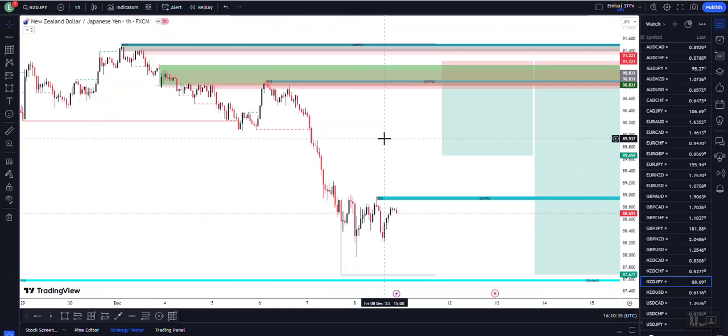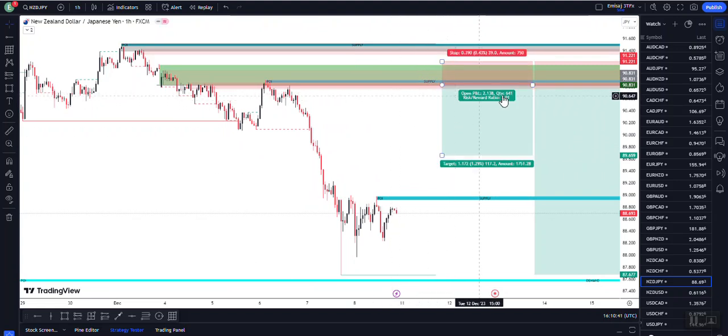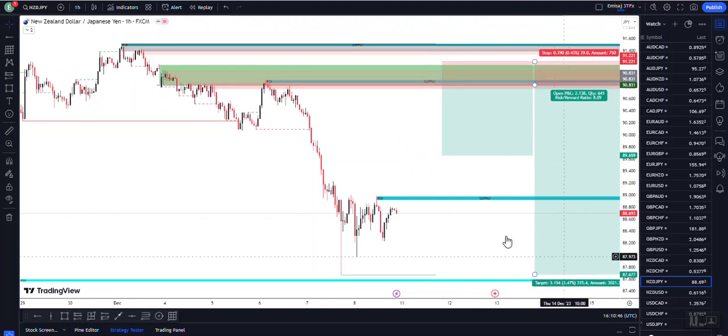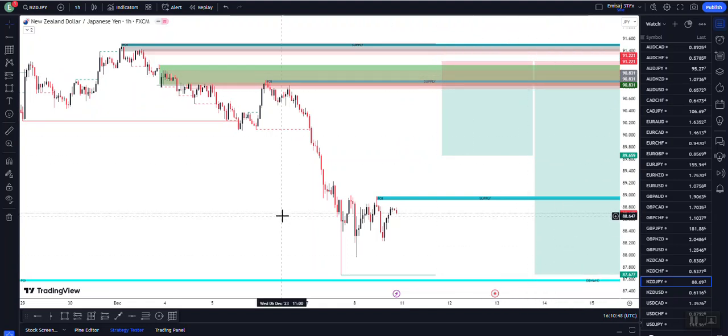So this is for NZD JPY. This is my target zone supply. Price should come here, form liquidity, grab it into the zone, then I will take a sell on NZD JPY.